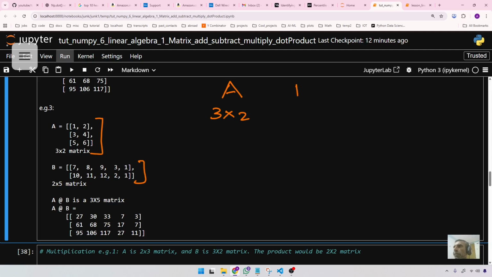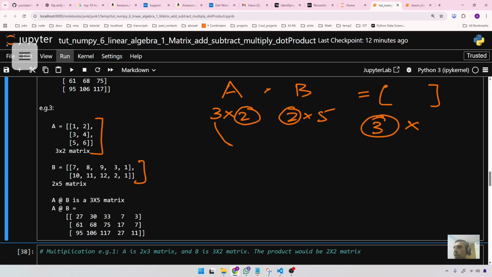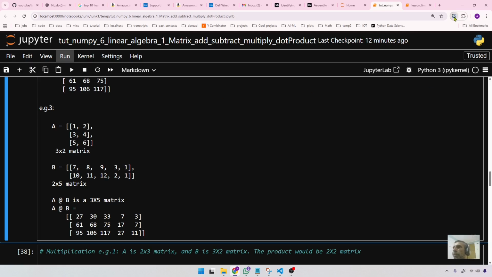Okay, matrix B is 2 by 5. So when I multiply them, it's going to give me a matrix. And the shape of this matrix is going to be, by the way, this 2 is the same as this 2. It's going to be 3 by, this 3 is right here, by 5, which is this 5 right here. All right, 3 by 5. So this is how you can determine the shape of your final matrix.